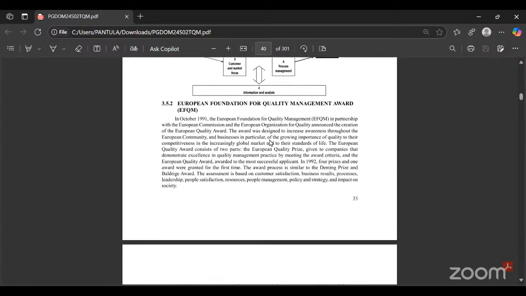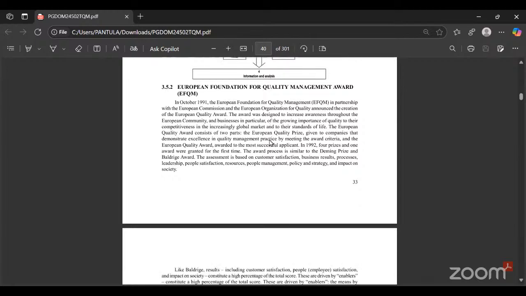And European Foundation for Quality Management Award. It was formed in October 1991, by the European Foundation for Quality Management in partnership with the European Commission and European Organization for Quality. Criteria of the European Union Award: the award was designed to increase awareness throughout the European community and business of the growing importance of quality, their competitiveness in the increasingly global market, and their standard of life.